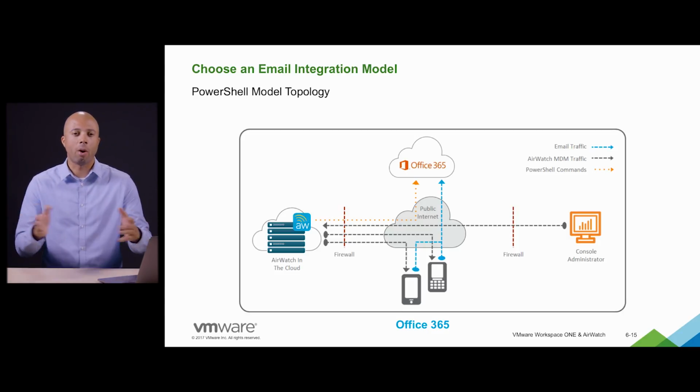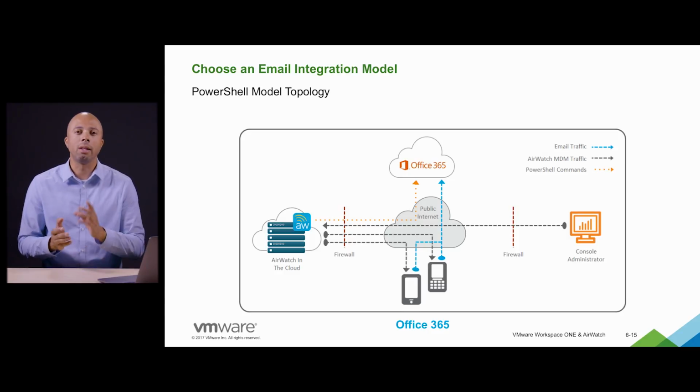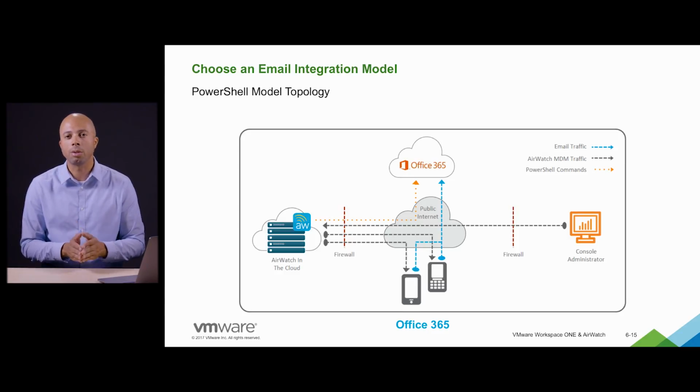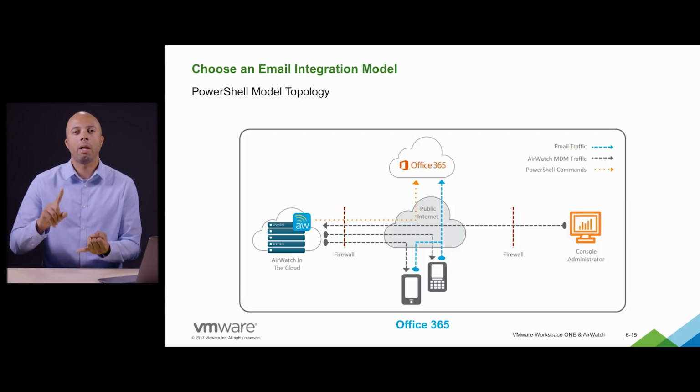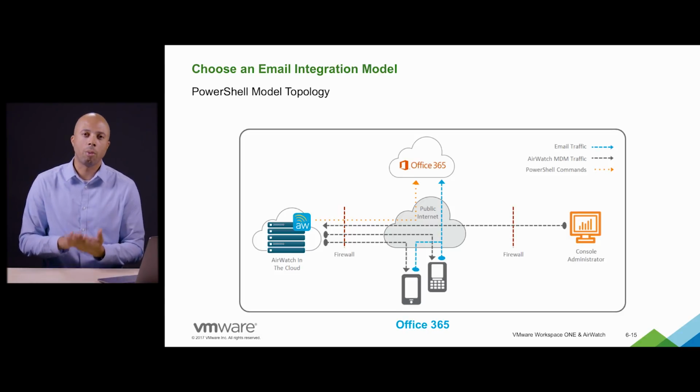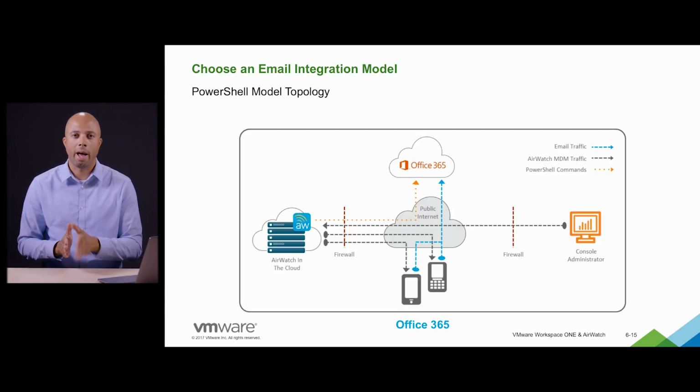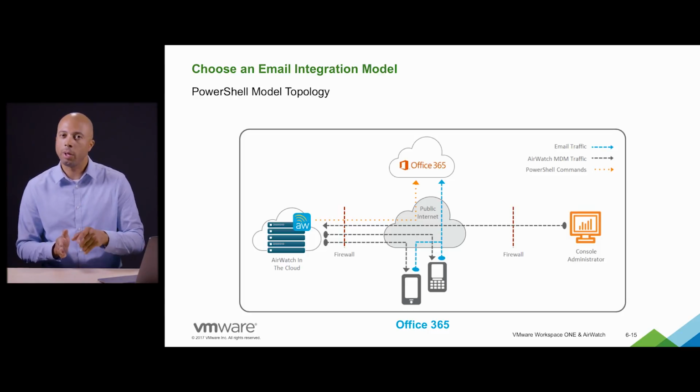On the back end, we have AirWatch. AirWatch is going to send a list of permissible devices and users through PowerShell commands encrypted to Office 365. The same server that's sending your email out is also going to do the authentication, and if that device is on the list, then it will receive email access directly from 365, and email will flow to the device in your email server, not through the AirWatch console.